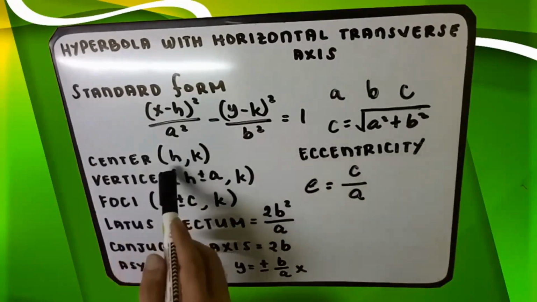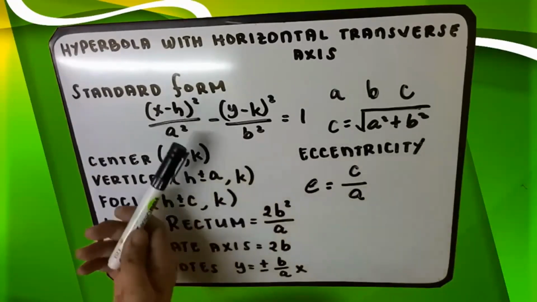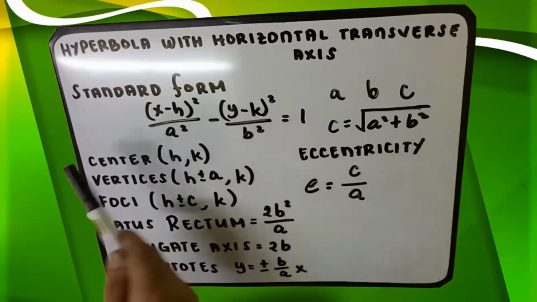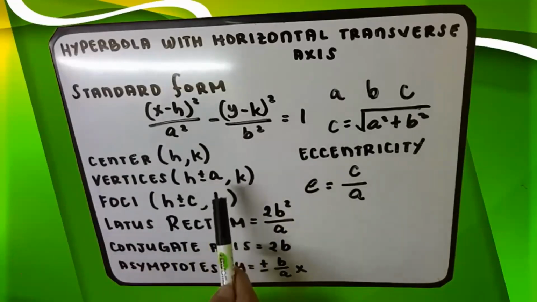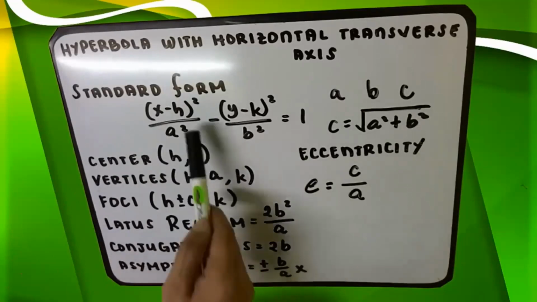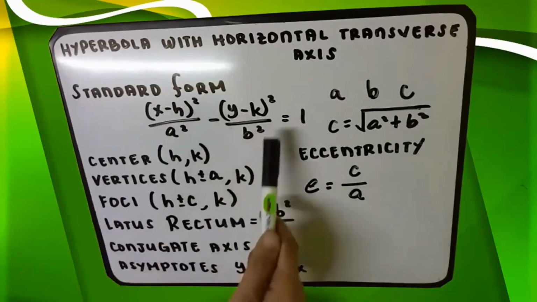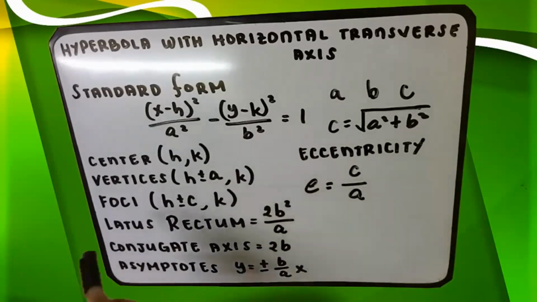So for the center, that is HK. So makikita nyo naman sa standard form yung H and K. For vertices, that is H plus minus A. So we have H and then A and then K. And then for the foci, H plus minus C. So yon. Kaya kailangan natin si C para malaman natin yung vertices, yung coordinates ng foci.